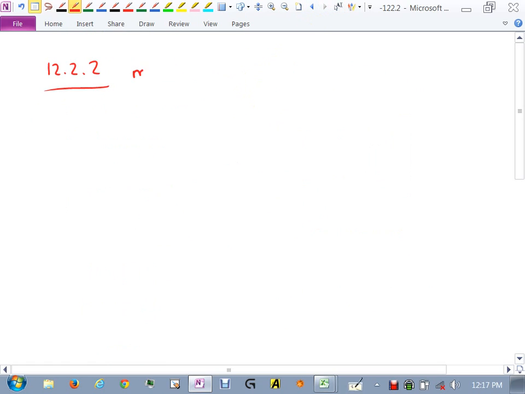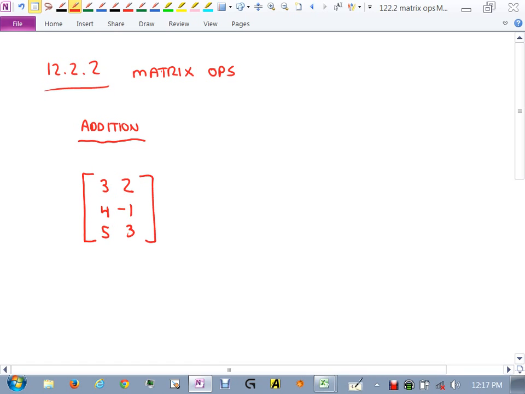Now, let's look at some matrix operations. I'm going to call it matrix ops. Let's start with addition. What if I give you this matrix and ask you to add it to this matrix?